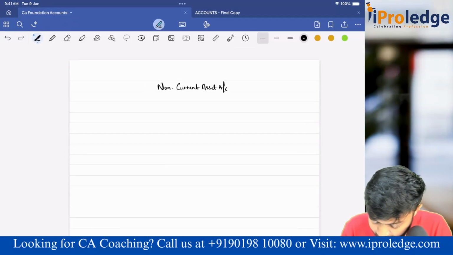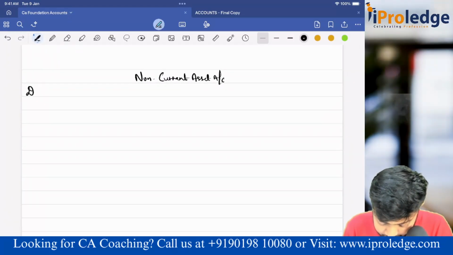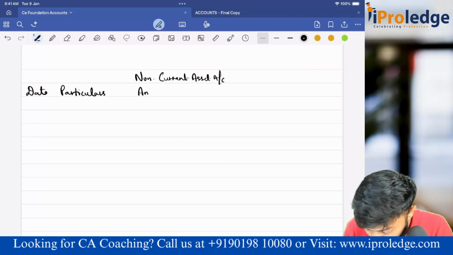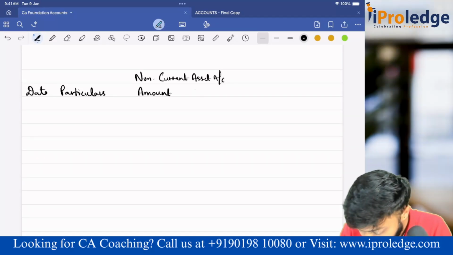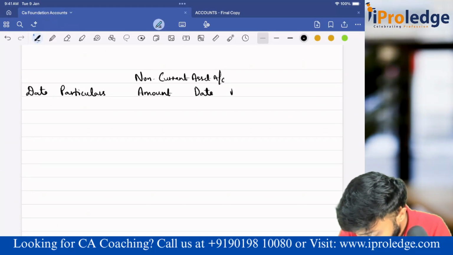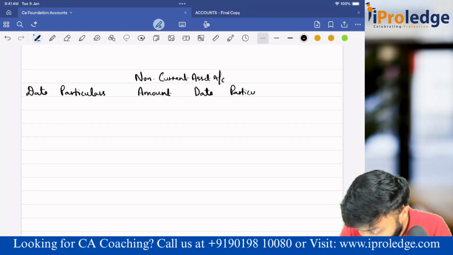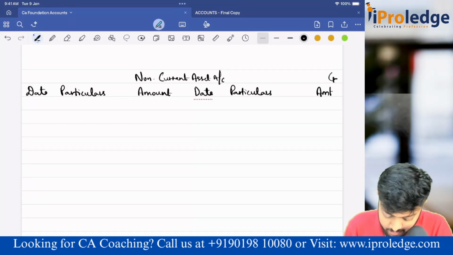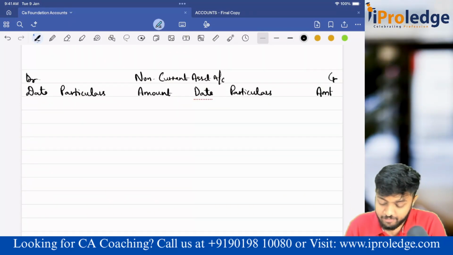We are putting the ledger. So date, particulars, amount. Date, particulars, amount. Credit, debit. Okay. Now first, what did we do?